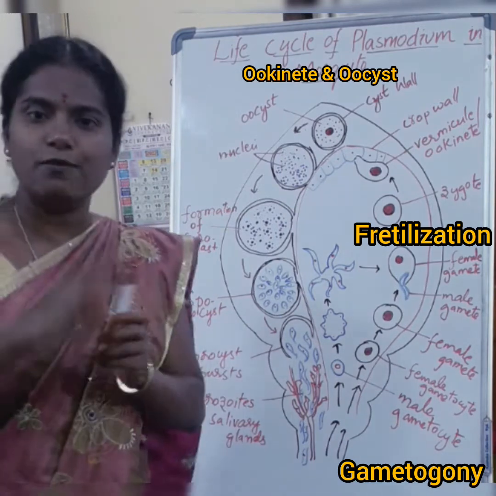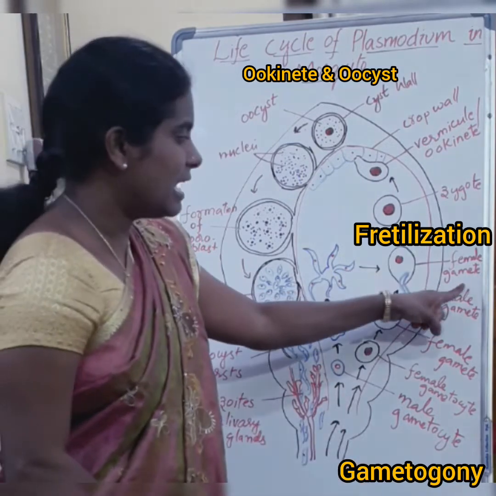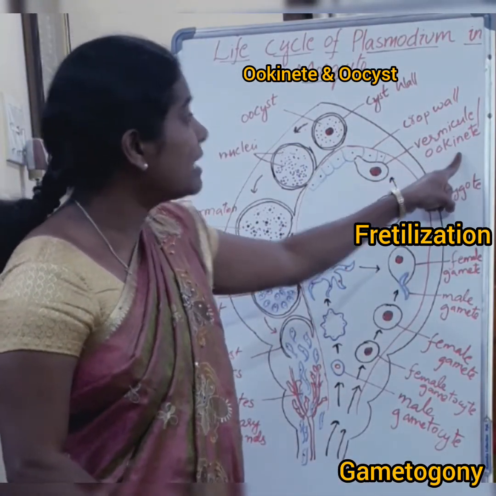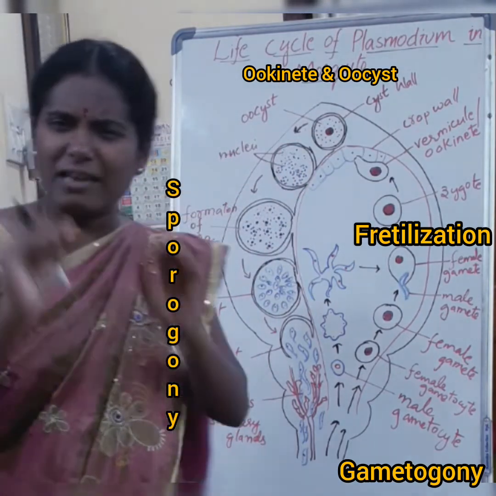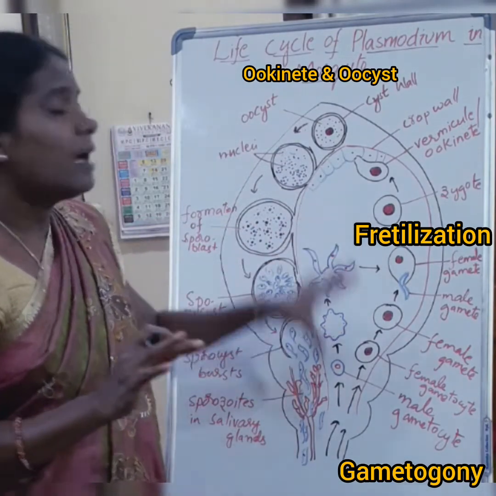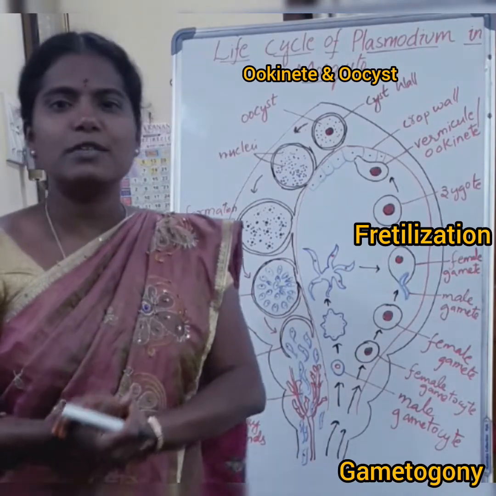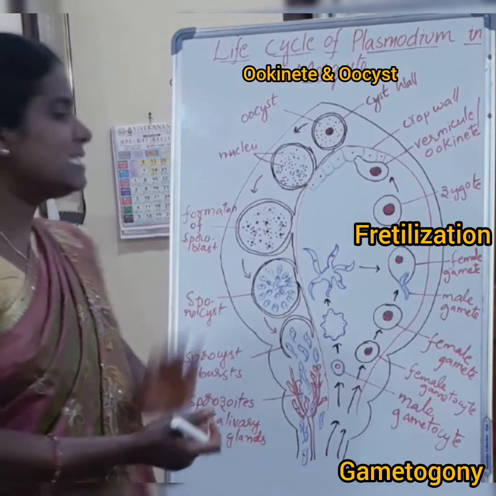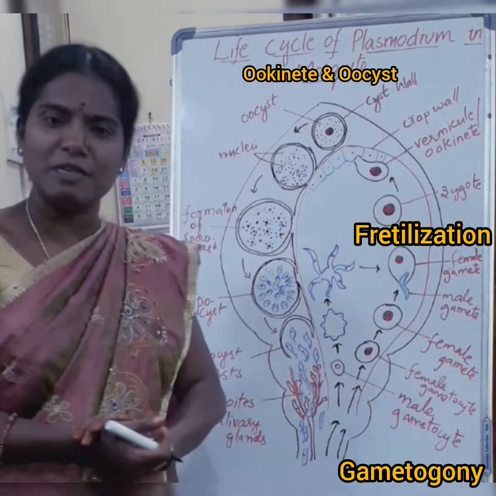Okay students, what are the 4 steps? Once again: gametogony, fertilization, formation of vermicule or ookinete and oocyst, and sporogony. This is very easy, students, and if you understand the drawing and the headings, it is easy to write. Easily you can score 8 out of 8 in the final exam. I hope this concept helps you a lot to understand the life cycle of Plasmodium in mosquito.